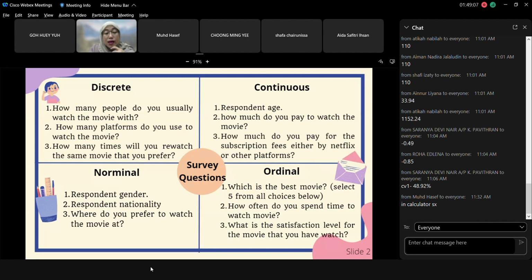Okay, and then nominal is the wrong spelling. No R. Okay, I think the rest are okay. Good work. Okay. Thank you, Doctor. You're welcome.